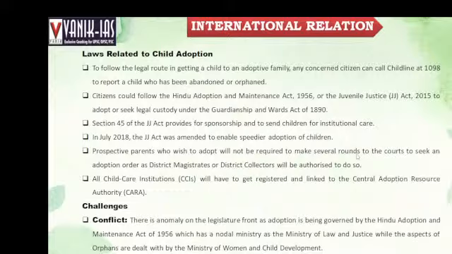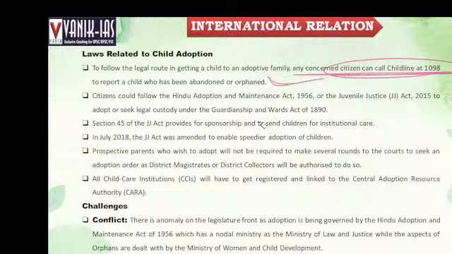Laws related to child adoption. To follow the legal route of getting a child adopted from a family, any concerned citizen can call Childline at 1098 to report a child who has been abandoned or orphaned. If anybody sees that any child is abandoned or orphaned, they can call Childline, that is 1098, to report it.